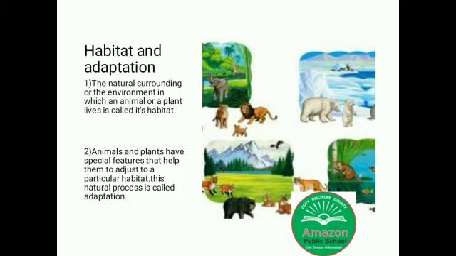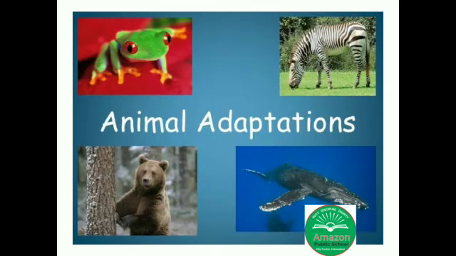Adaptation. Animals and plants have special features that help them to adjust to a particular habitat. This natural process is called adaptation. Adaptation in animals. Animals have certain special features that help them to adapt to their environment.